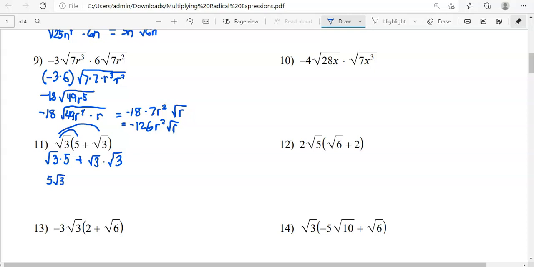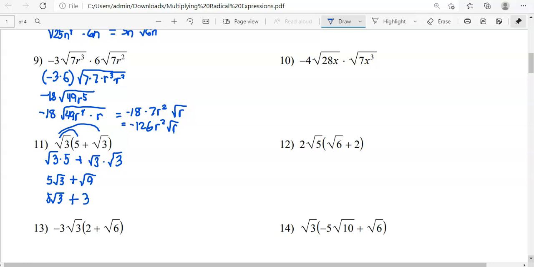Then dito naman sa pangalawa, so we can multiply square root of 3 times square root of 3. So the product is square root of 9. Then kopyahin natin tong 5 square root of 3. Okay, then kunin yung square root ng 9. So the answer is 3. So now, our final answer is a binomial. So, 5 square root of 3 plus 3.